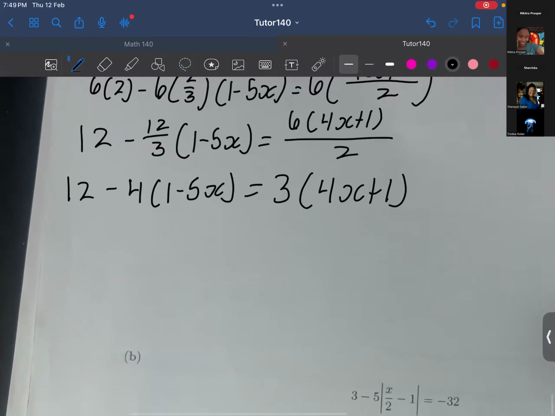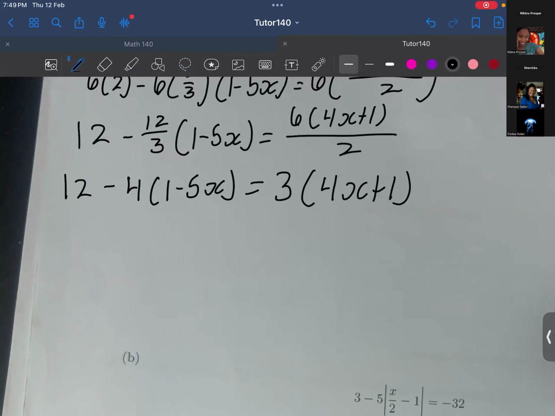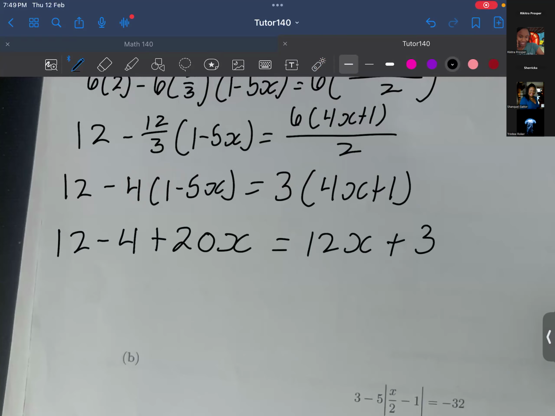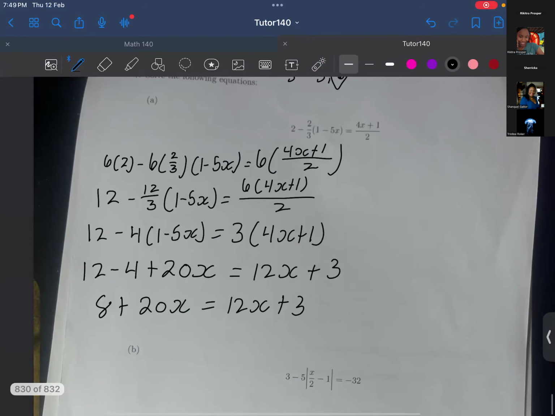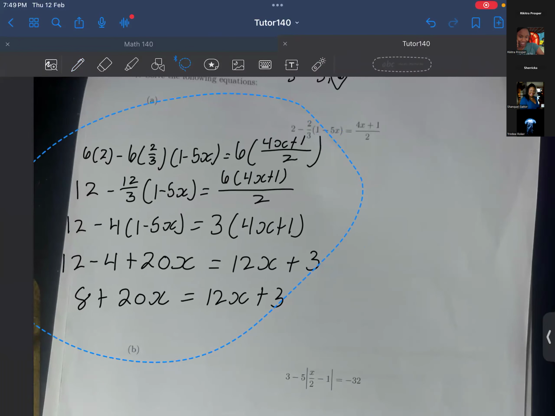Okay, so now we want to distribute our values. So distribute these values. So we have 12 minus 4 plus 20x is equal to 12x plus 3. Simplify, so 12 minus 4 is 8 plus 20x is equal to 12x plus 3. We want to send all our x's on one side and all our constants on another side. So bring this over some more.